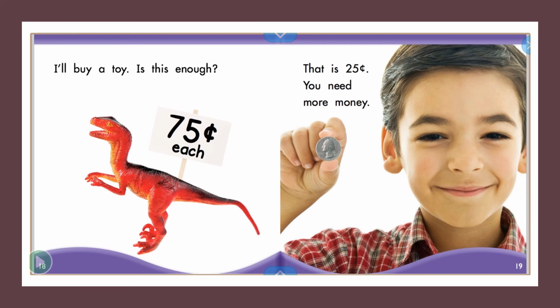On page 18, I'll buy a toy. Is this enough? Each one costs 75 cents. He has 1 quarter that is 25 cents. So he's going to need more money because all I have to think about is, is 75 more than 25? And that is, which means I don't have enough money to buy that toy.